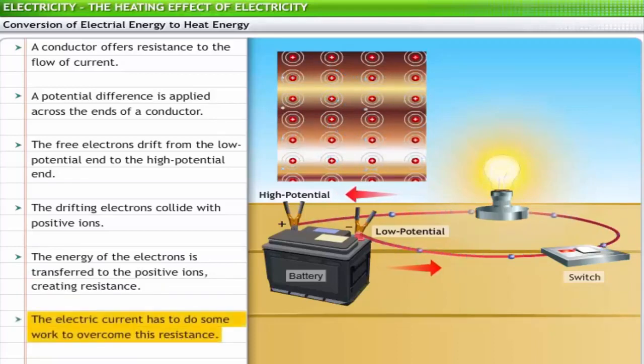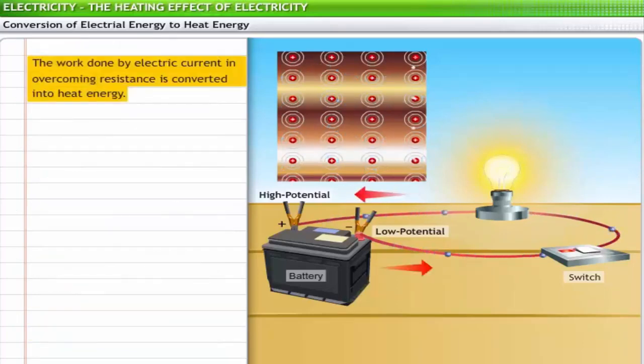The electric current has to overcome this resistance. The work done by electric current in overcoming this resistance is converted into heat energy. This is the heat that you use in your electrical appliances.